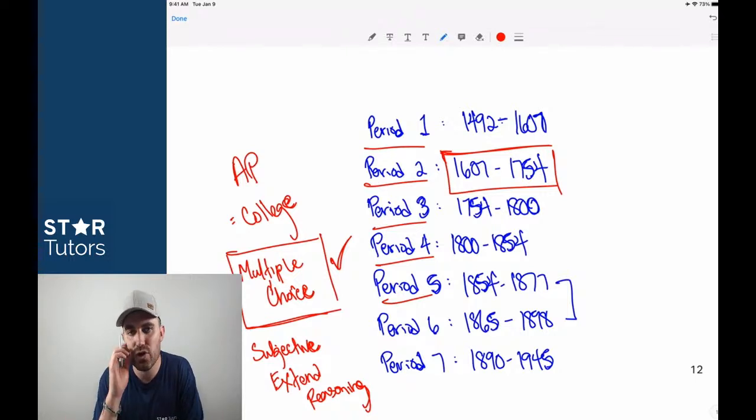The same thing goes when you get to the short answer questions and the DBQ. If you can identify within the DBQ what time period is being discussed, it's going to be much, much easier to extend your reasoning. No matter what, there's a very high likelihood that the first document you review is not going to be immediately apparent. When you see a short answer question, it's not going to be like, of course I know the answer to this, let me just start typing.